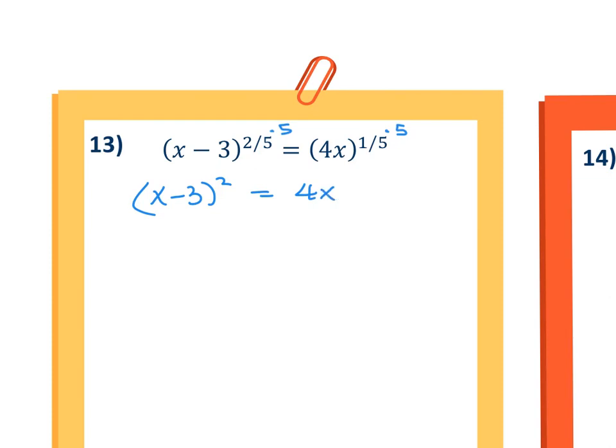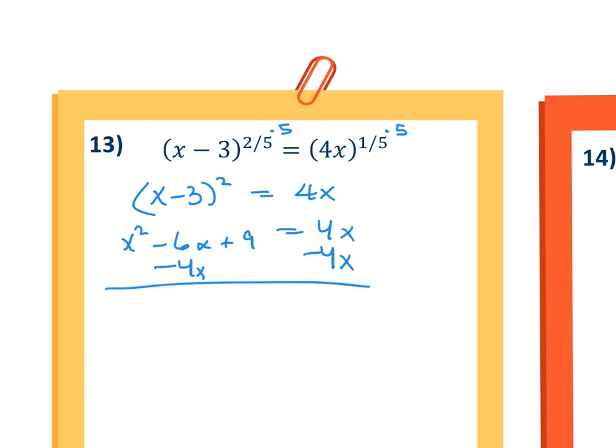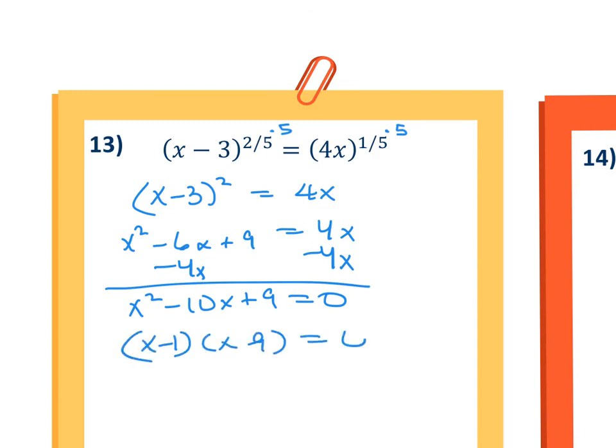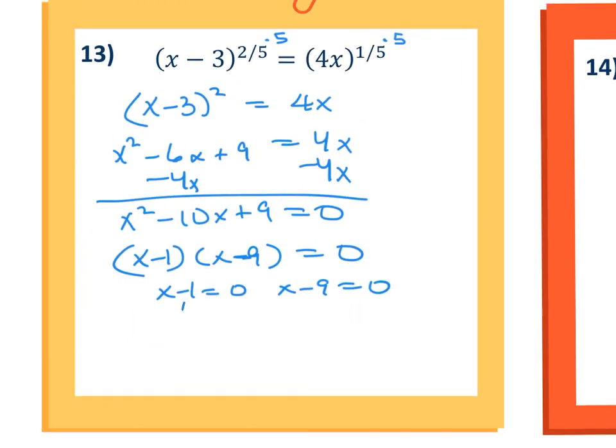I need to FOIL this binomial squared. So x squared minus 6x plus 9. Move the 4x over. x squared minus 10x plus 9 equals 0. Factors of 9 that give me negative 10. That's going to be negative 1, negative 9. Set each of the factors equal to 0. Add 1. First answer is x equals positive 1. Second answer is x equals positive 9.